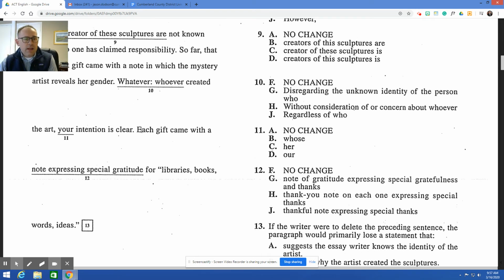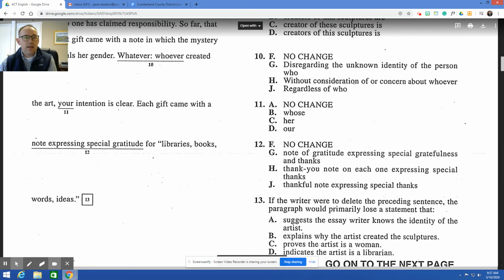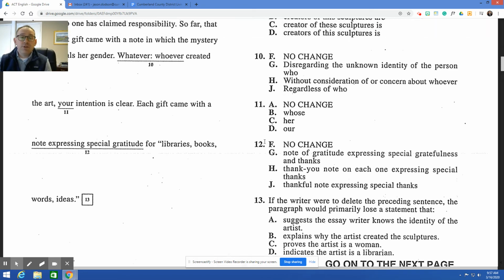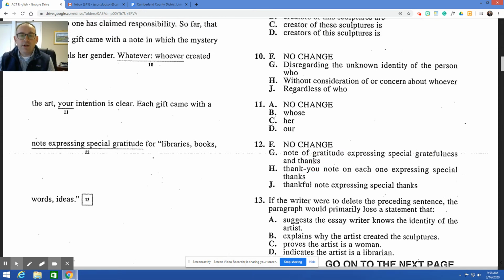Number 12, each gift came with a note expressing special gratitude for libraries, books, words, and ideas. Okay, so let's look at our choices. And I want you to notice something here. In G, we've got note of gratitude, expressing special gratefulness, and thanks. So 3 times we've said the same thing. We call that redundancy. G cannot be the right answer.